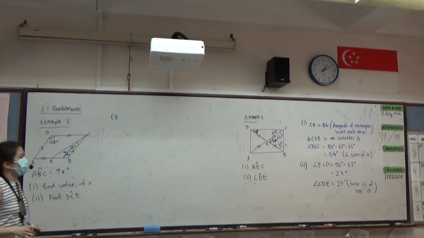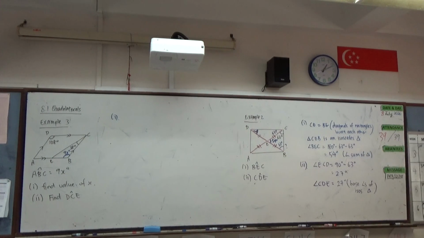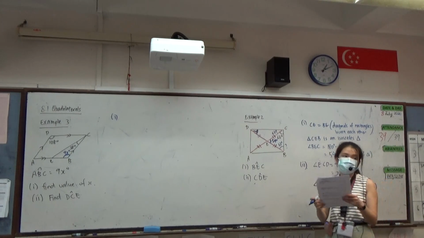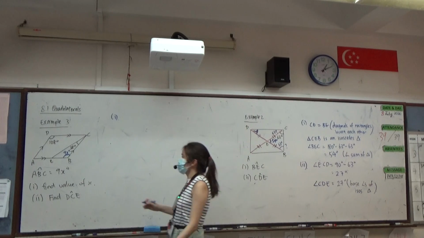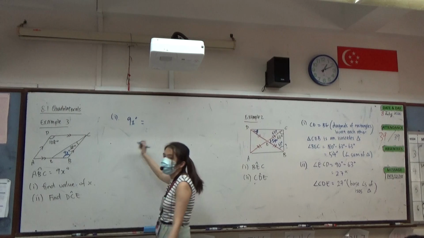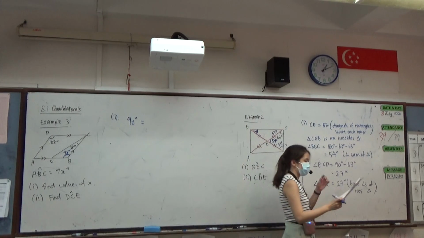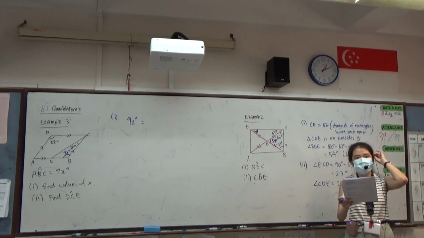How do you think we can form an equation to find out what x is? Now, this is a parallelogram. So let's refer to our table for the rules of a parallelogram. What can I say about this 9x degrees over here? What will it be equal to, Kaishan?